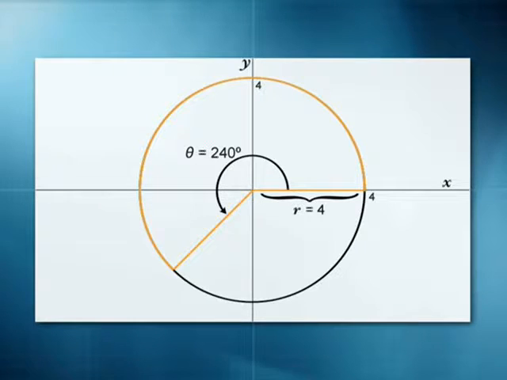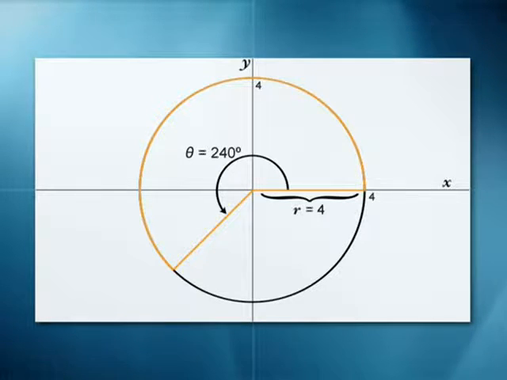And let's say the following setup. We have a circle of radius 4, and we have an angle that's 240 degrees. So here's a picture of the setup. The radius of the circle is 4. And it's a big angle.